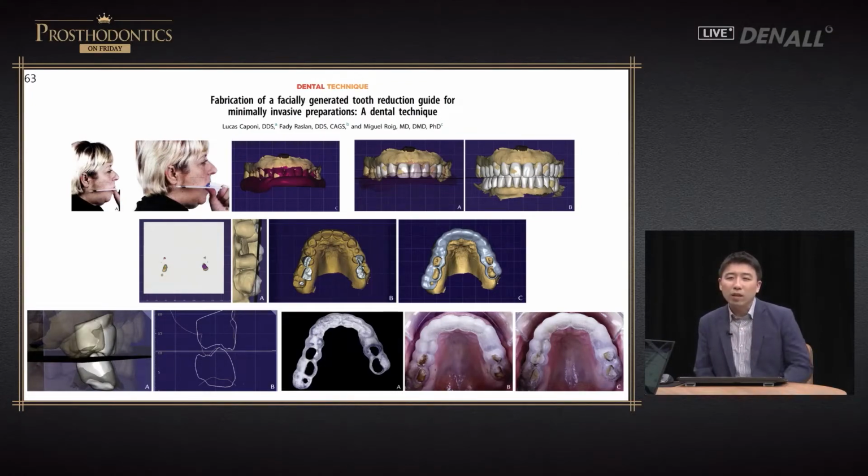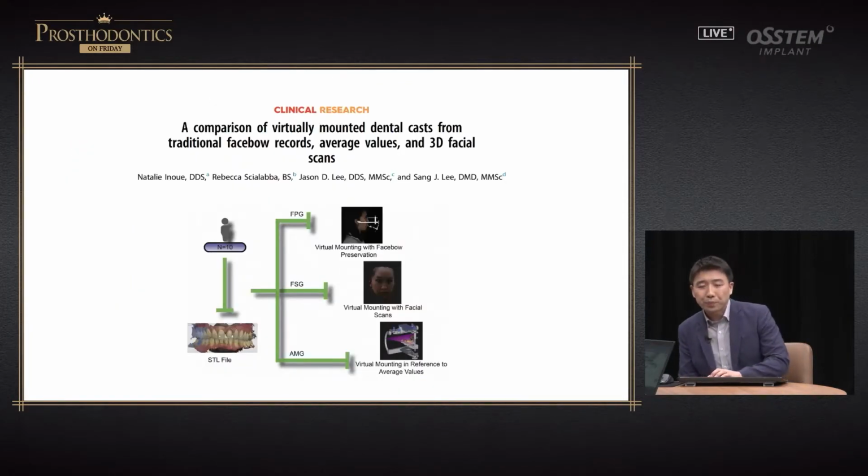If you have facial scan data, among the dentition that the patient has, there are teeth that are beyond the occlusal plane. You can find the occlusal plane three-dimensionally, and you can also make a reduction guide to adjust the teeth that are out of occlusal plane. Facial scans can be utilized in various ways.